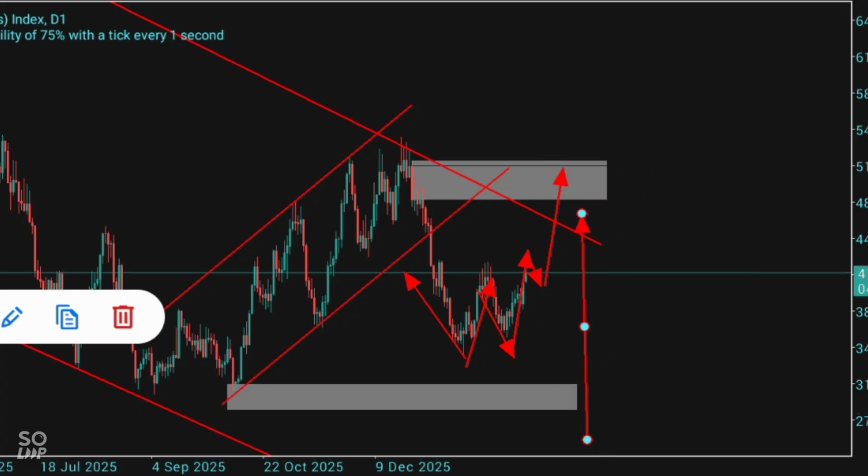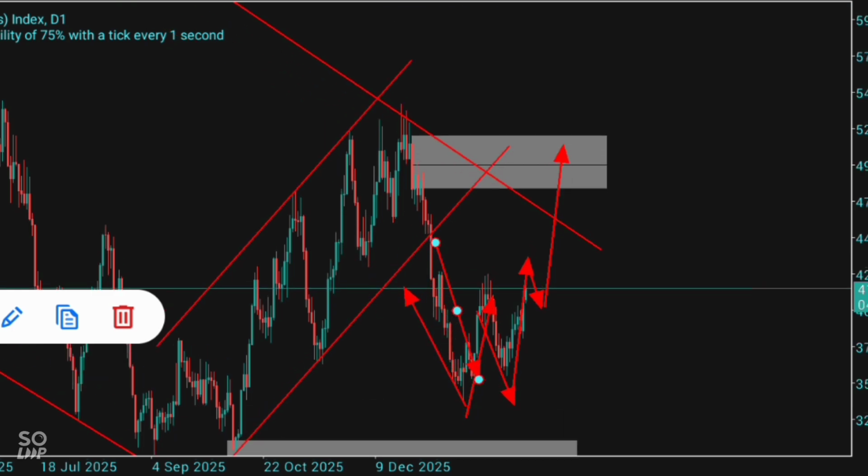And you people will think it's being manipulated. No, it's not being manipulated. It's just liquidity being swept, and it depends on liquidity before the correct move to come.